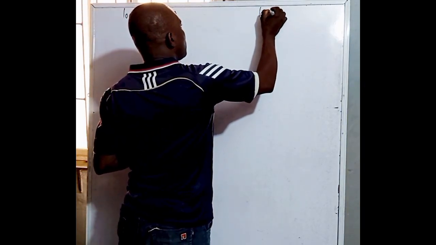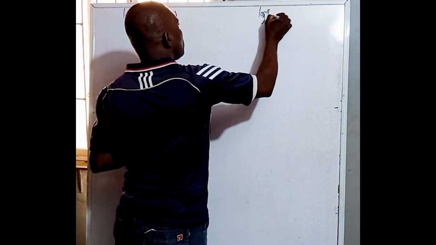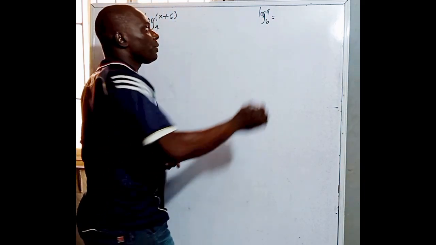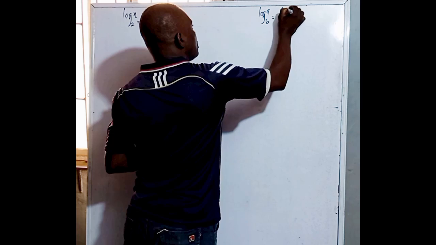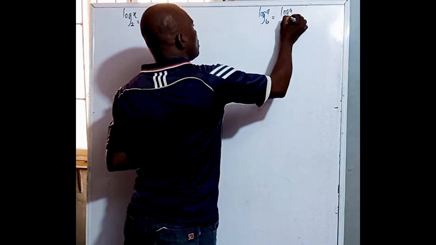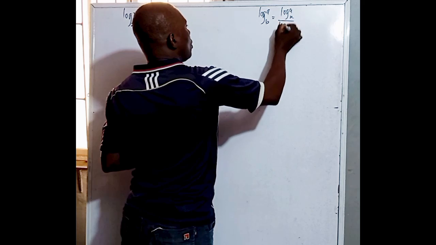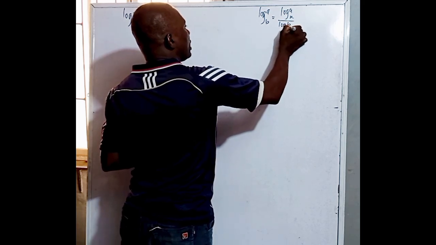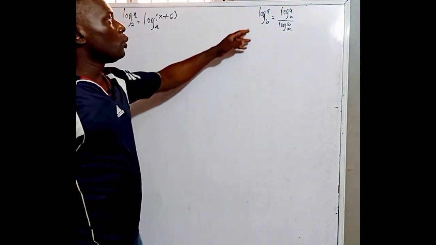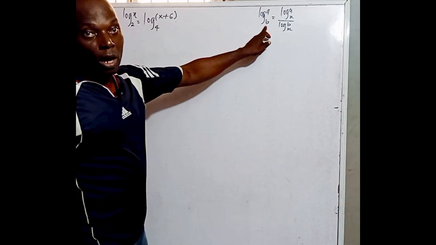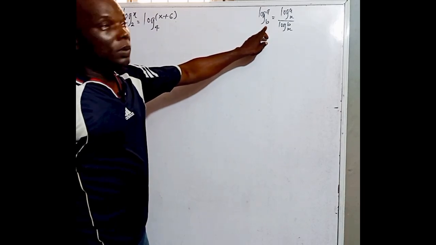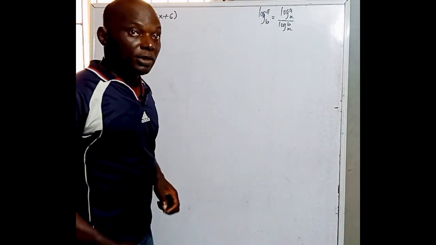If we have log a to base b, we can as well change this to a different base x by saying log a to base b is equal to log a to base x divided by log b to base x, because we are changing to a different base other than base b. Okay, so this is one of the laws and it's true.